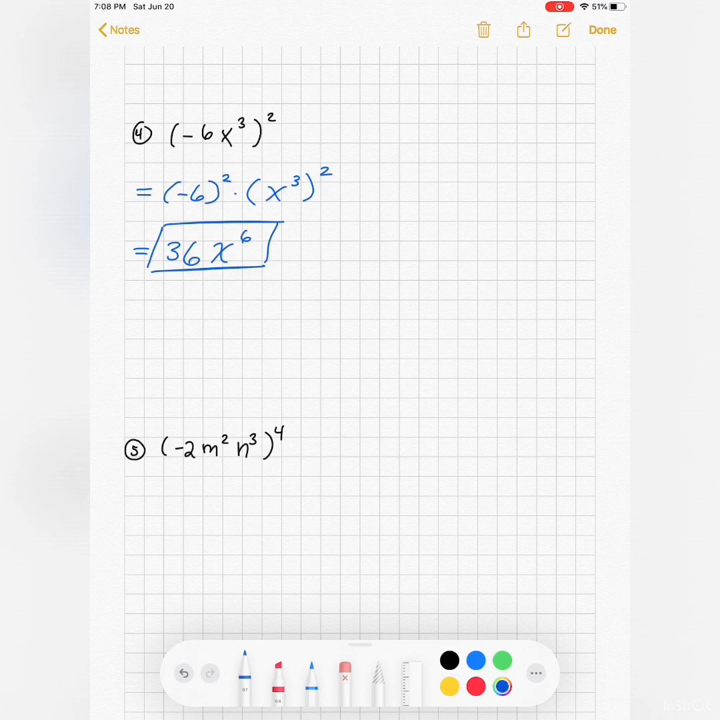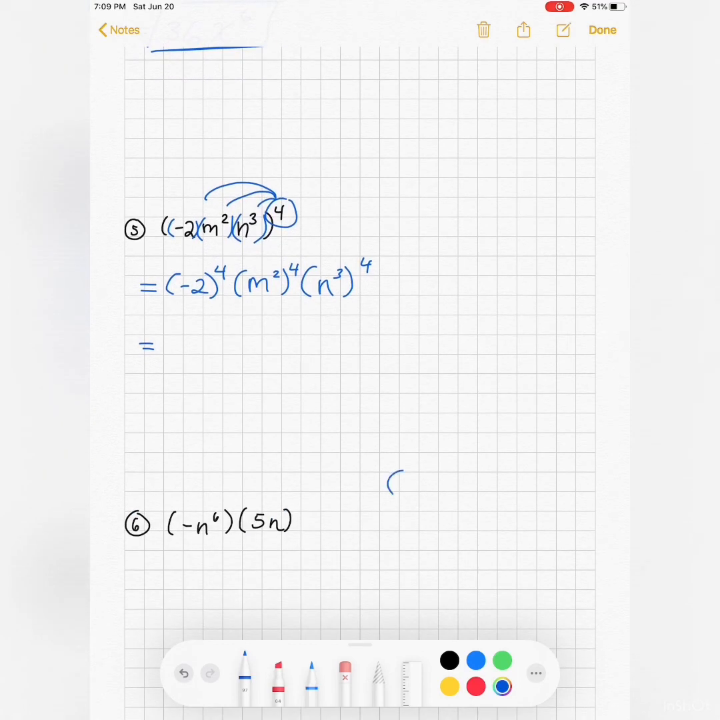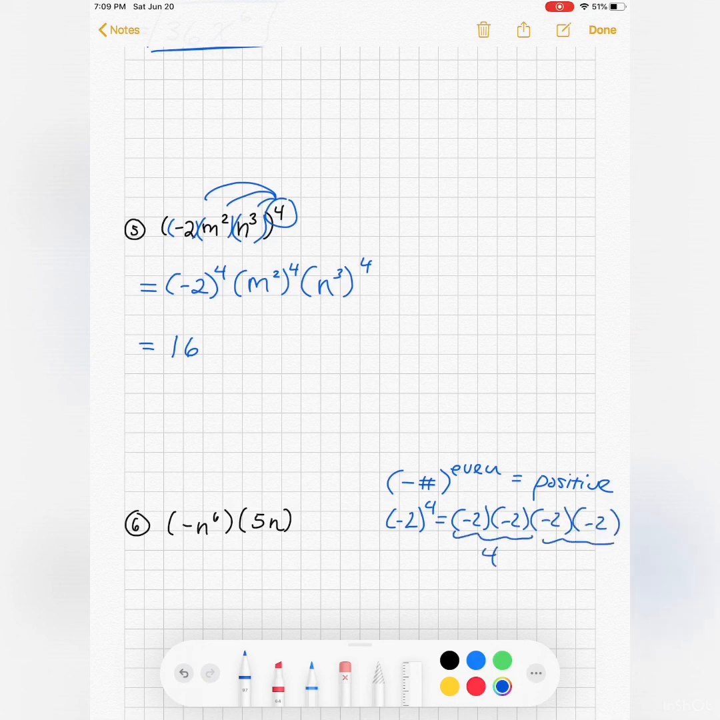All right, same idea. All of these guys are multiplying. I have 3 factors. Distribute the exponent to all 3. Okay, so when I have a negative number raised to an even power, that's going to be a positive, right? So I can tell you right away, this is going to be positive 16. If you wanted to write it out, you could. That'd be positive 4 times positive 4, right? Power to a power, I multiply. 2 times 4 is 8. 3 times 4 is 12.